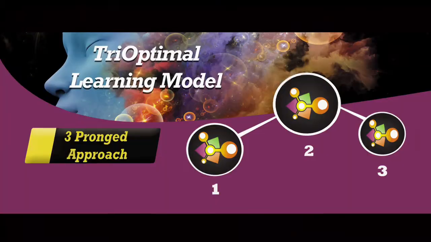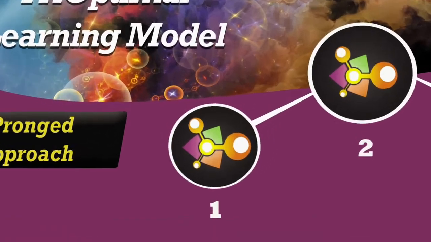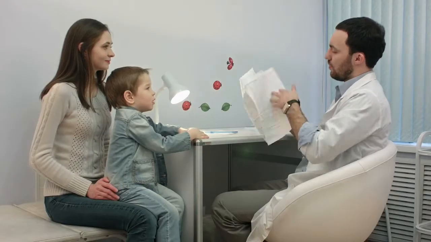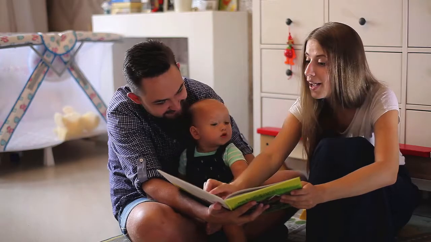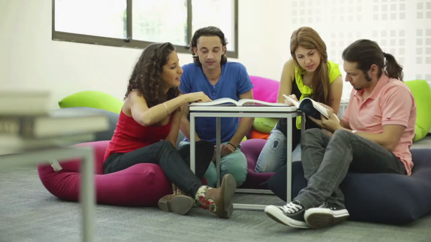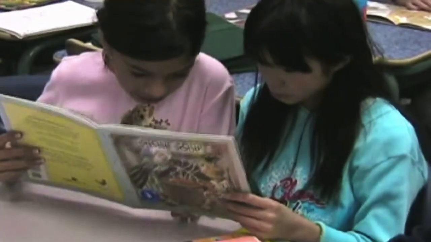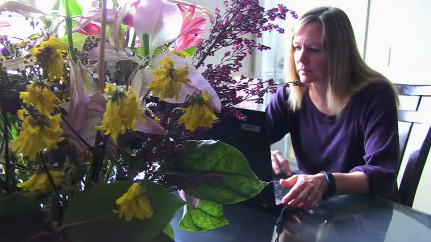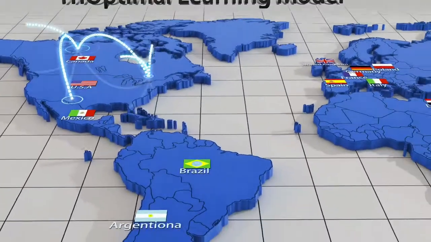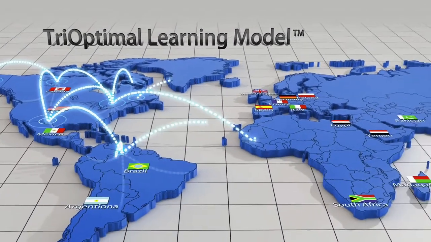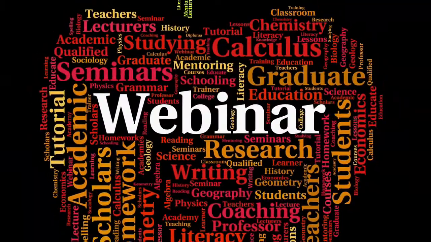Implementing the TriOptimal Learning Model is a 3-pronged approach: training educators, service providers, and parents to interact and understand themselves and students differently; providing individualized remedial support for executive function and learning disabilities; and providing annual licenses that will support the learning environment throughout the entire school year through webinars, live training, and case consultation.